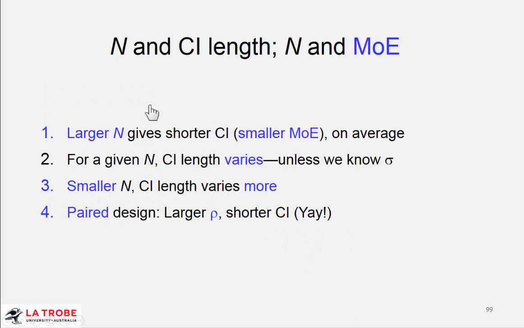Here are the 4 points to bear in mind. Overall, larger N, smaller MOE. What do you want for your birthday? Large N. Why? Because it gives, on average, more precise answers.